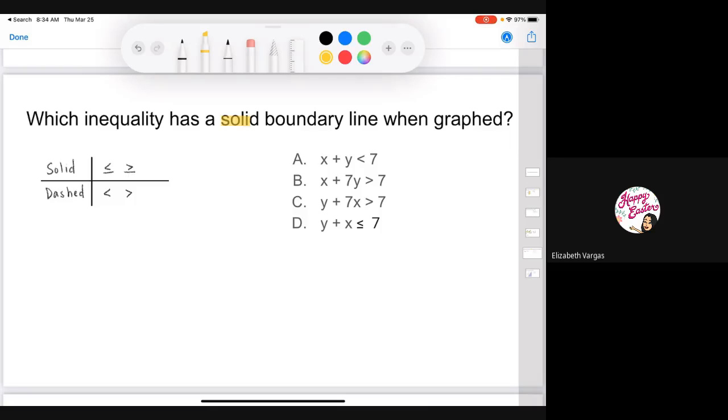And so whenever we use a solid line, we have to have these symbols represented that also include or equal to. And what we'll notice is there is only one option that contains that symbol right there. And so therefore, that would be our answer. So that means when we graph this, we would use a solid line instead of a dashed line. Okay. Any questions about this?